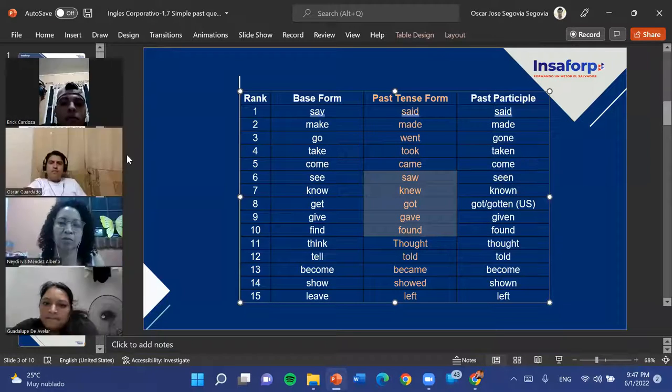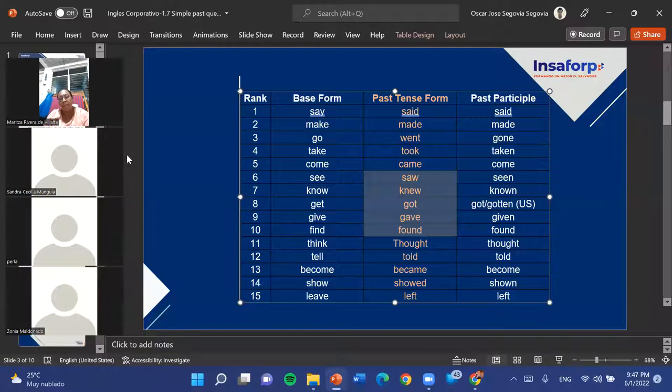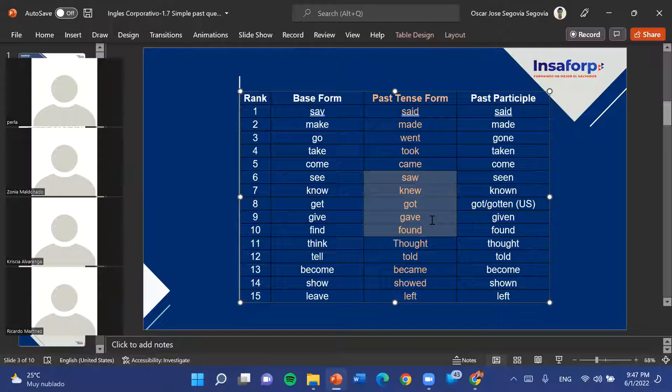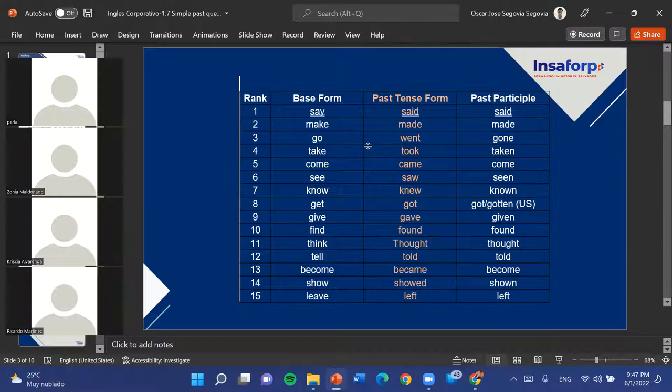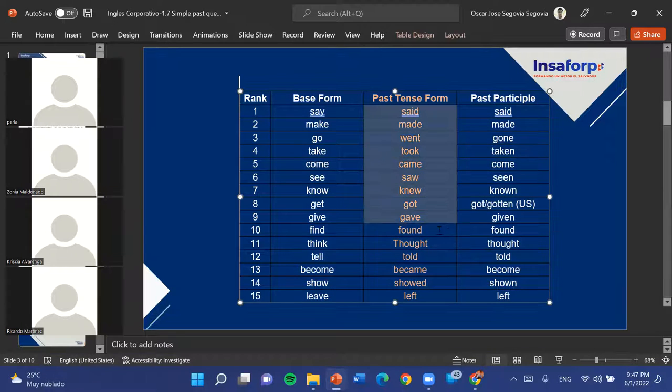Okay, the next five, I think, are going for... let me see. We're gonna get Sandra with this five. Saw, knew, got, okay, found. All right, thank you. And the last five, Crisia. Taught, told, became, showed, left. Very nice. All right. So those are the past tense of these verbs. Very simple, as you guys said it.